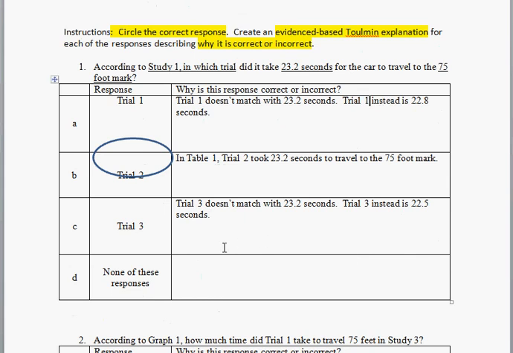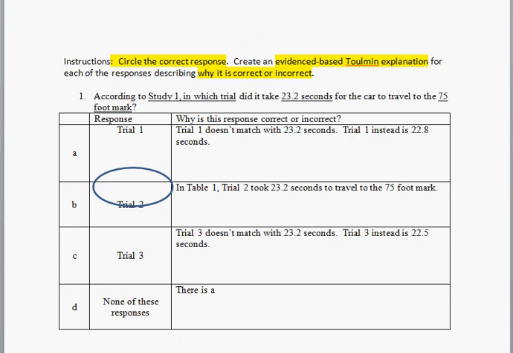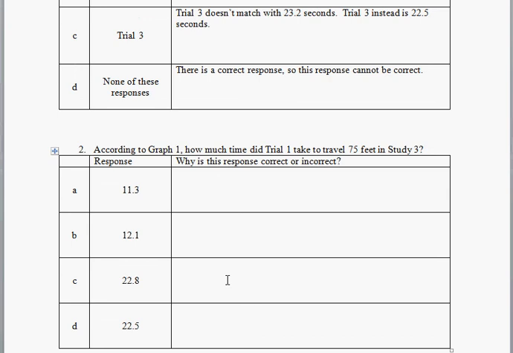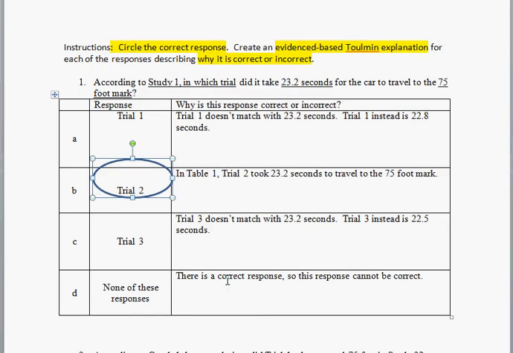Okay. Now, for D, none of these responses, well, there is a correct response. So this response cannot be correct, right? Because this is none of these responses. Well, this response is right. So if it was none of these responses, that one can't be right, but it's right, so it can't be this one. All right, so that's number 1. Try number 2 without my help, and then come back to the second video and see how you did.